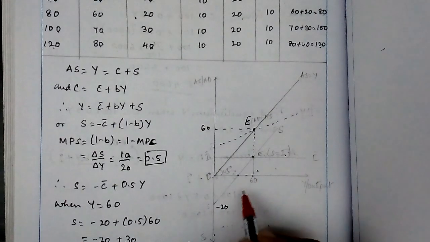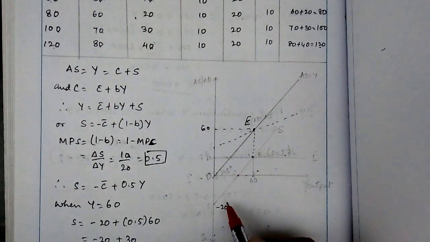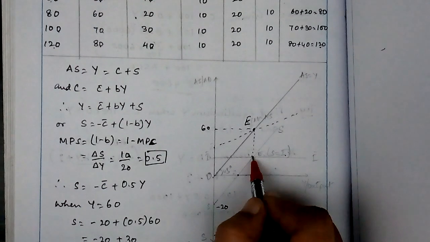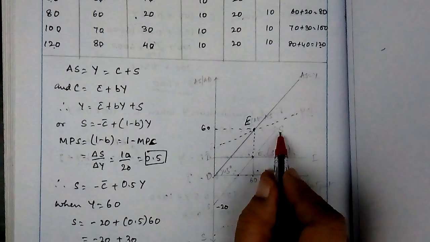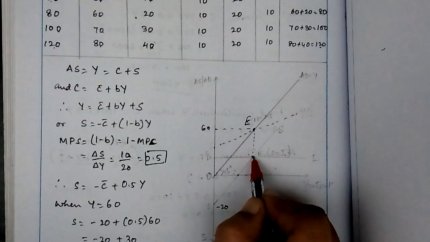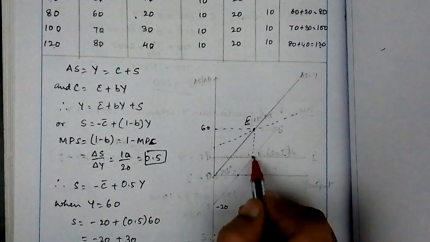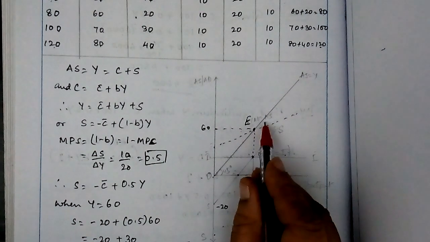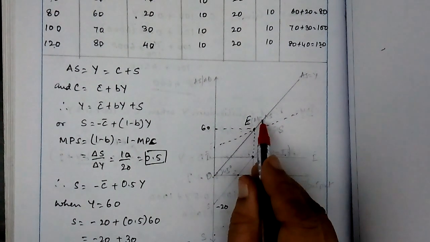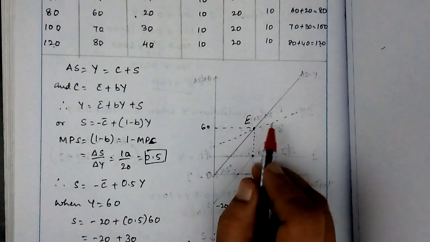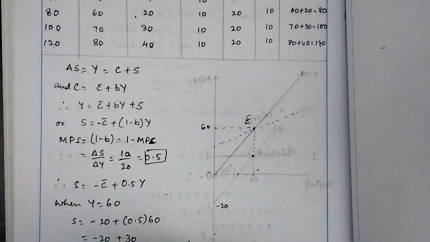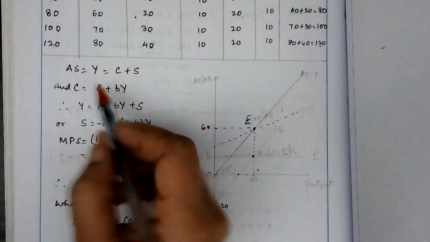So this is what explains graphically the aggregate supply curve and a point of equilibrium where savings is equal to investment. At this point, this corresponds to the equilibrium level where we find AD is equal to AS. Now let's try to understand it mathematically.